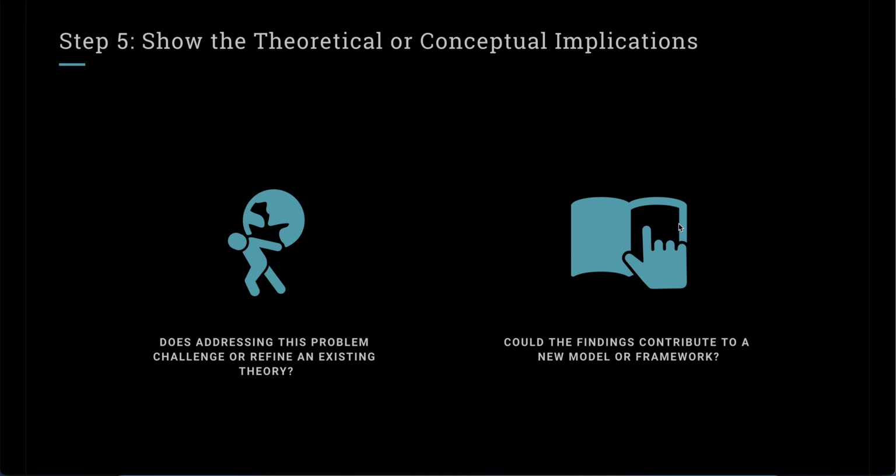And then step 5, again, I talk a lot about how we have to tie the theoretical and conceptual implications to everything in the dissertation. So does addressing this problem refine an existing theory? For instance, in my article that I published, The Learning Journey, I am essentially synthesizing and refining our current day understanding of Bloom's taxonomy as it relates to asynchronous courses. I'm looking at constructivism, I'm looking at Vygotsky, and I'm saying a lot has changed since these theories came out.